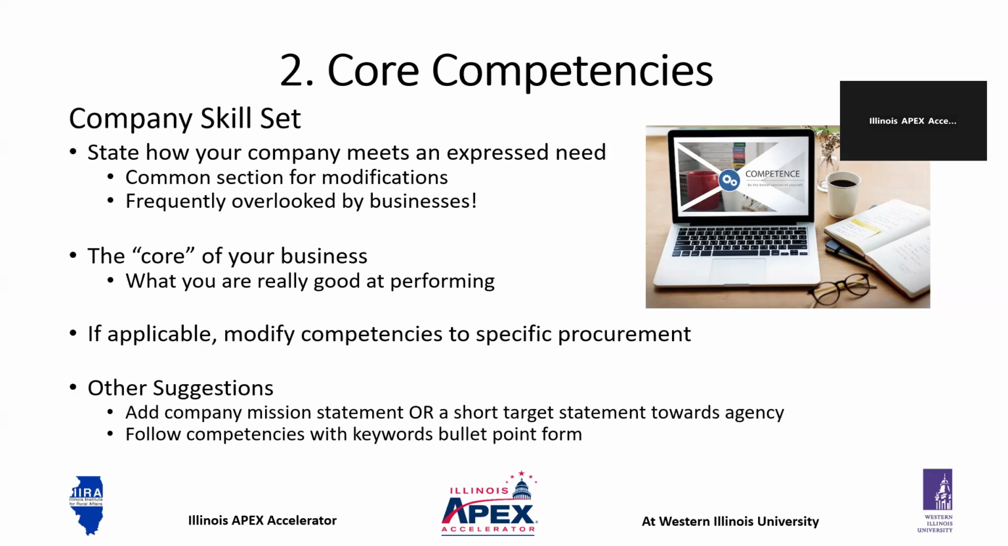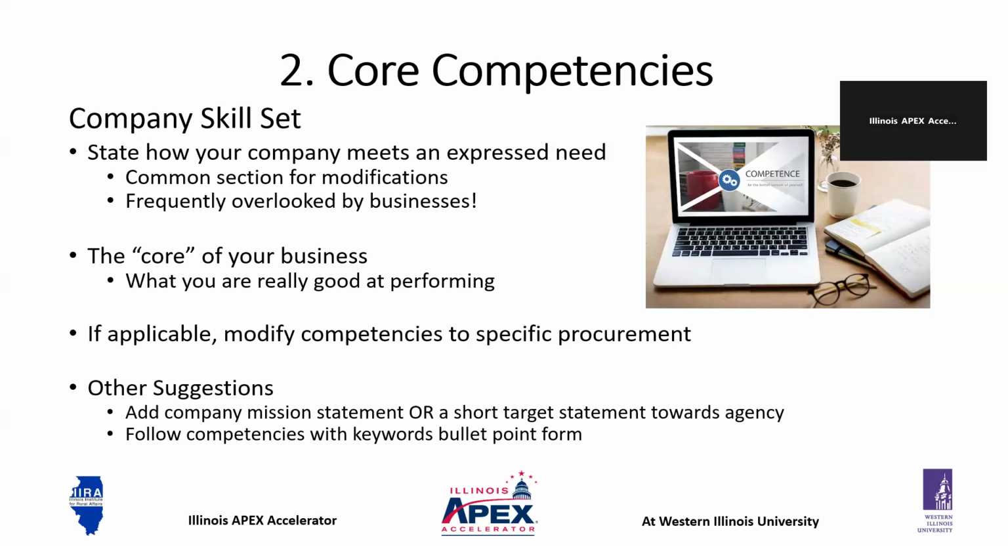So here is a very common section for modifications, and it's frequently overlooked by businesses. But what you're trying to convey in this section is what is your business really good at performing? If applicable, and you're doing some market research like we talked about in session 1, you can modify your core competencies to a specific procurement opportunity. Other suggestions for core competency section is that you can add a company mission statement or a target mission statement towards a specific agency or prime. It's always recommended that if you can, to have your core competencies with bullet point keywords. It's very helpful and easy to read.